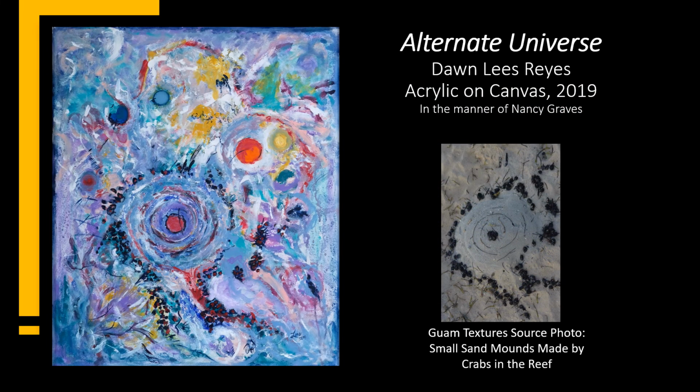For Alternate Universe, I was looking at the print by Nancy Graves called Vertigo. Her print was influenced by images of space. My work is influenced by the small mounds that crabs make in the sandy part of the reef. I thought the comparison was pretty cool since Nancy Graves' piece was about other worlds in a giant outer space, and my piece is about a smaller, but no less significant, world that is made by tiny creatures.